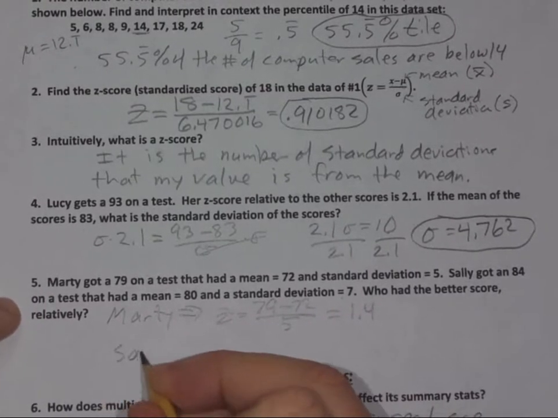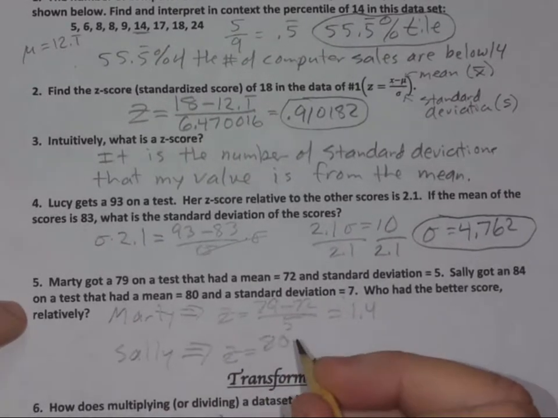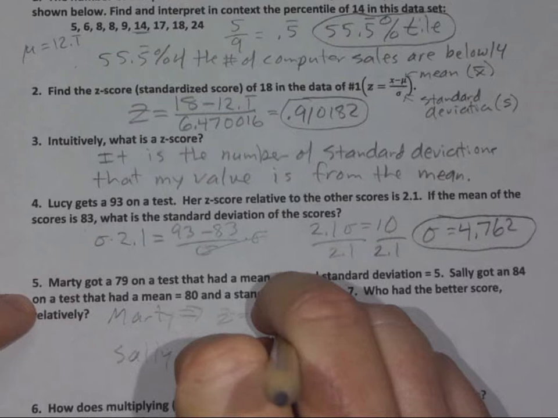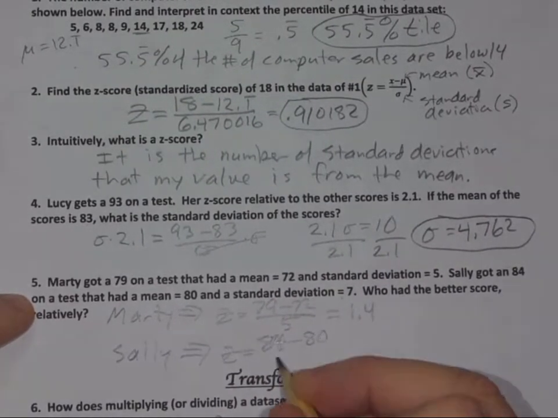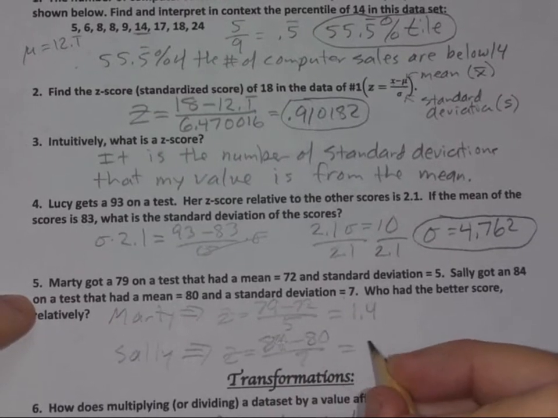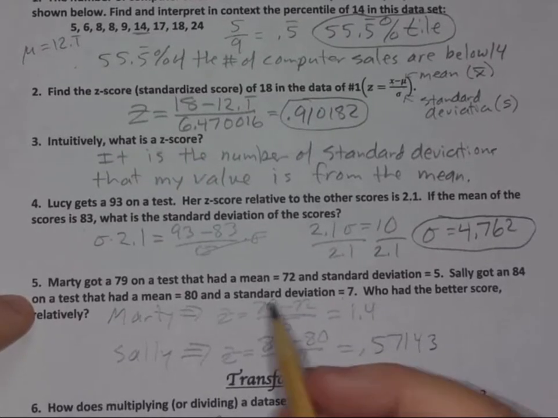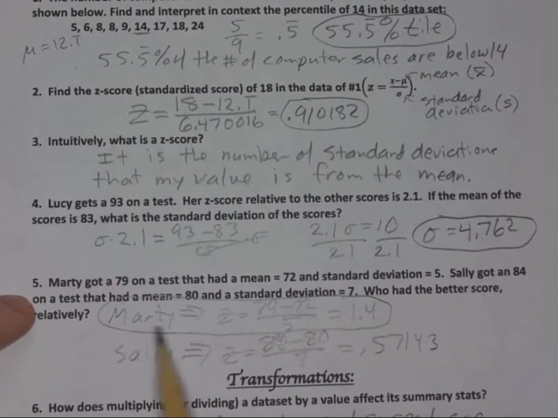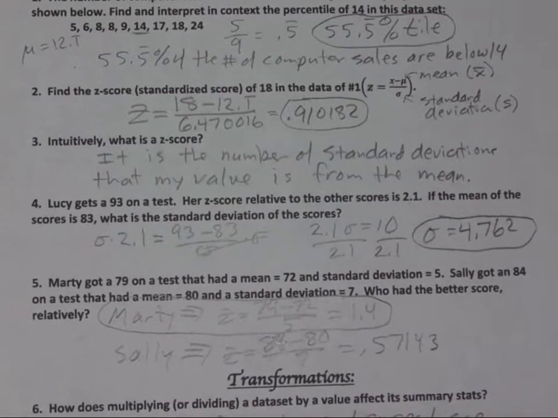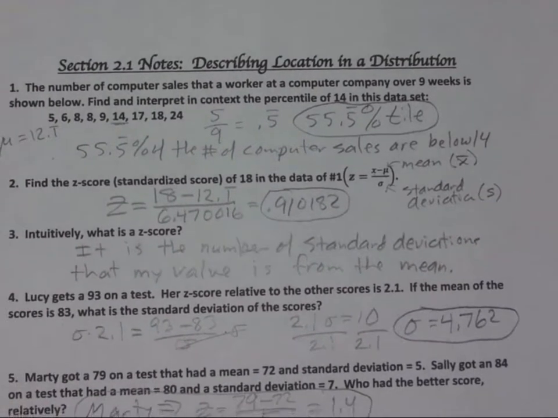And then Sally, her z-score, well, she got an 80, but, I'm sorry, she got an 84. So she got an 84, and then her mean is 80 and standard deviation of 7, and so that would be 4/7, which is 0.57143. And so therefore Marty had the better score relatively, even though his 79 is certainly less than 84, but evidently his was the harder test. So okay, all right. So that's sort of the main thing in regards to location, percentile, and z-score.